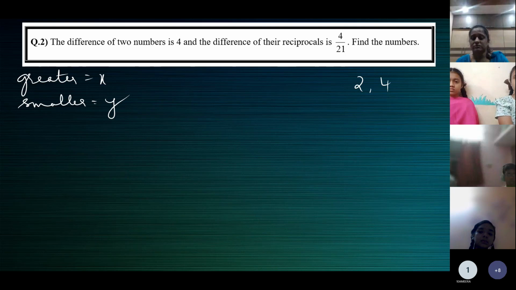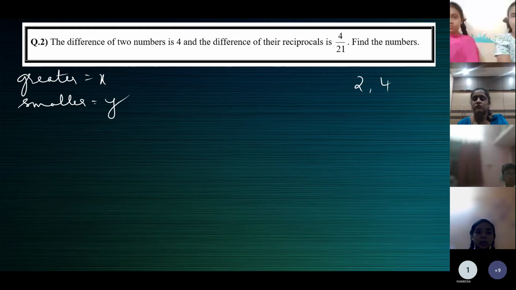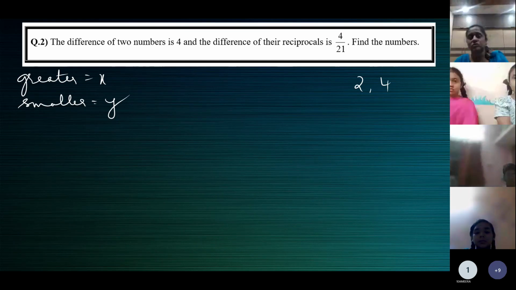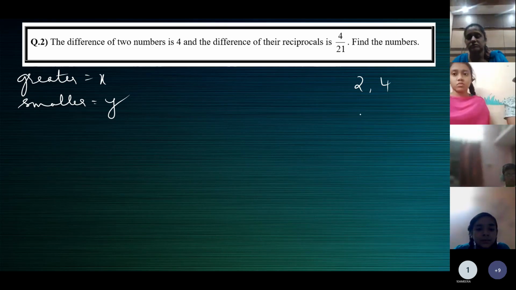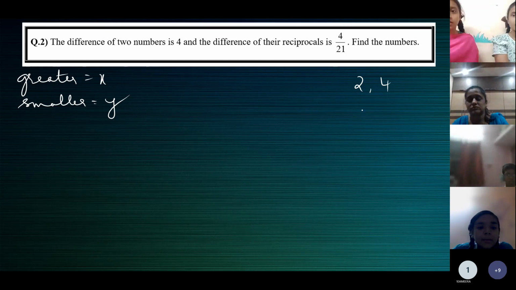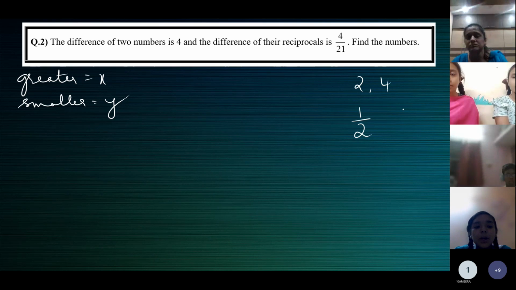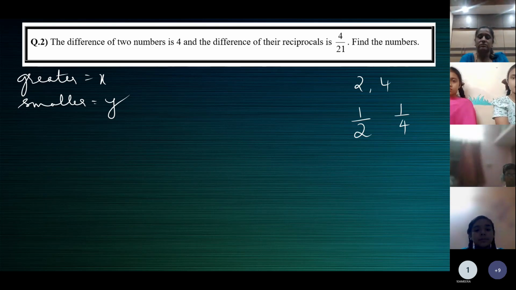Now supposing two numbers, 2 and 4. Which is greater, 2 or 4? 4 is greater. Now when you compare the reciprocals, what is the reciprocal of 2? 1 by 2. What's the reciprocal of 4? 1 by 4. Which is greater, 1 by 2 or 1 by 4? 1 by 2 is greater.